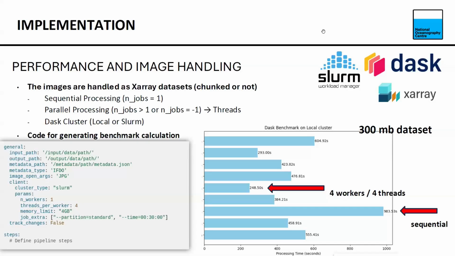We increased it. It takes 50%, 55% of the time if you use four workers and four threads compared to sequential process. So just a really simple benchmark calculation. It's something that I need to work more to create better computation and put it in documentation.